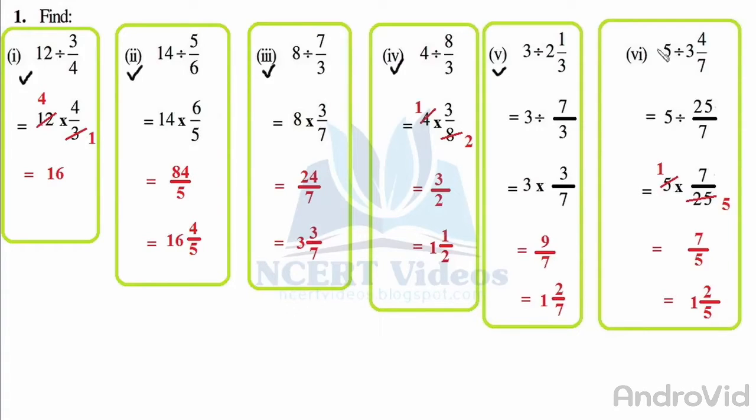Last part, 5 divided by 21 plus 4 is 25 over 7. Now 5 as it is, multiplication, flip it, 7 over 25, 5 5s are 25, 1 5 is a 5. So 7 over 5, which is 5 1s are 5, 2 is remainder. So this is your first question.